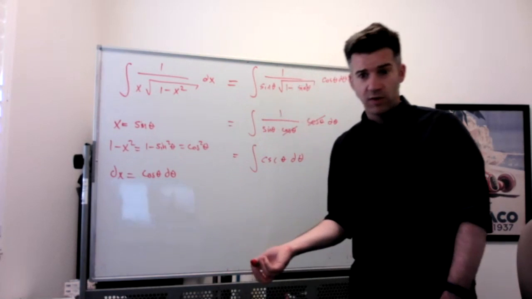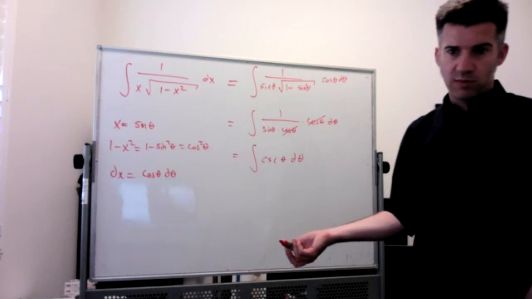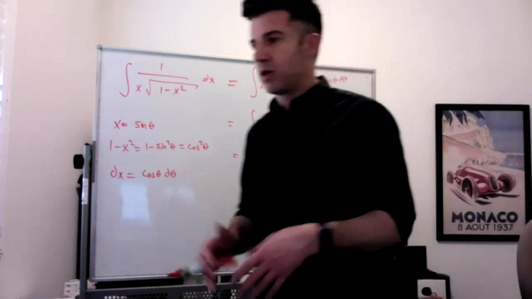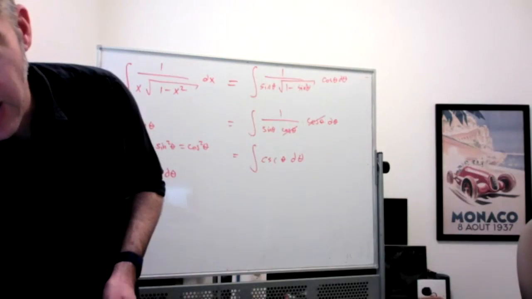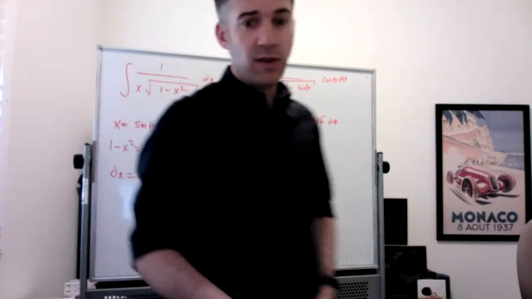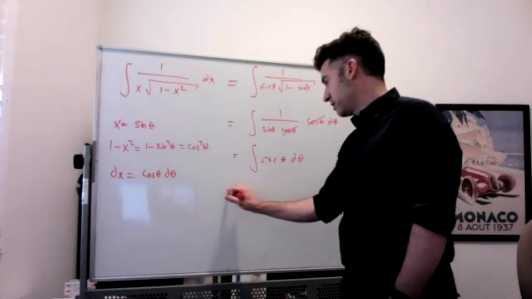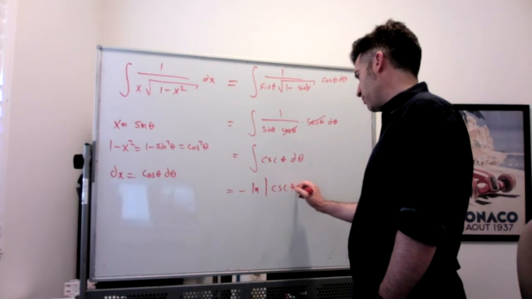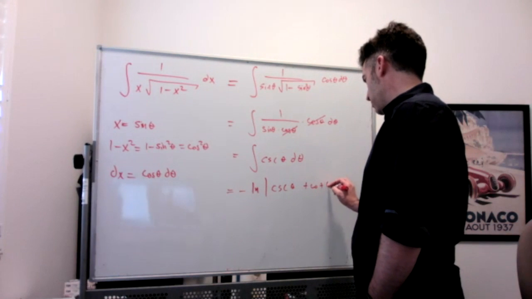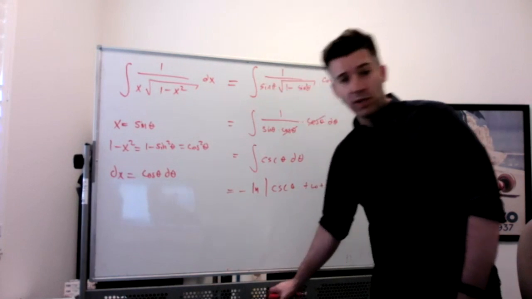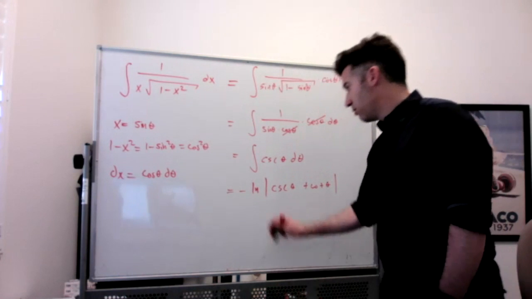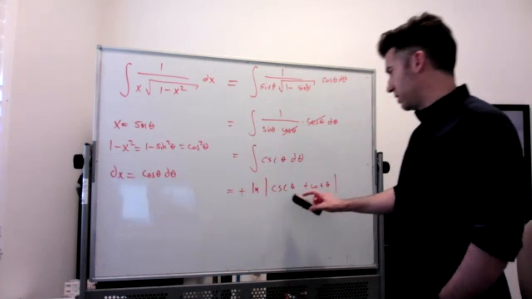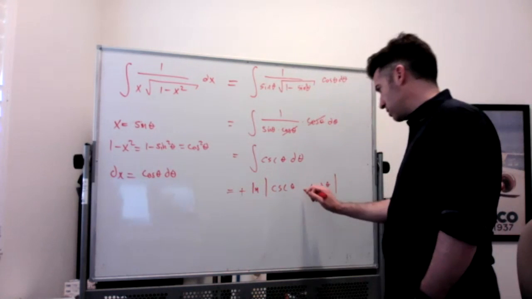And we know the integral of cosecant theta. There's actually two equivalent versions of it. I typically prefer the negative version. So I like to write it as the negative natural log of the absolute value of cosecant theta plus cotangent theta. But it is equally correct to write it as the positive natural log of cosecant theta minus cotangent theta.